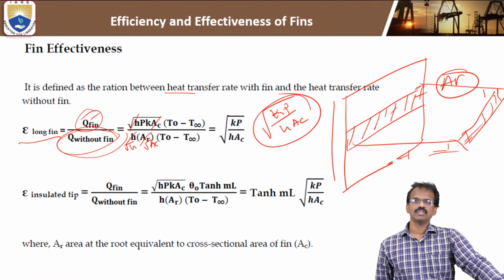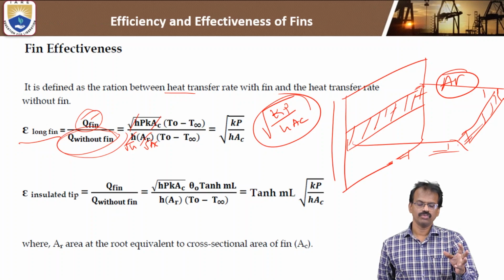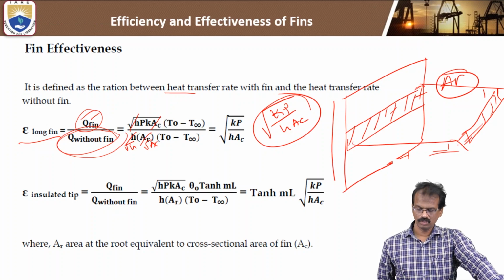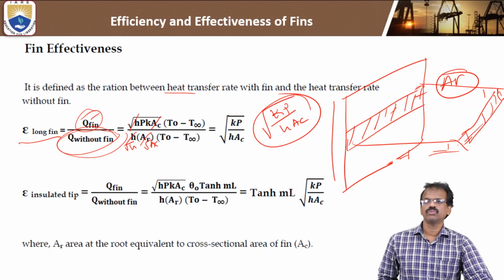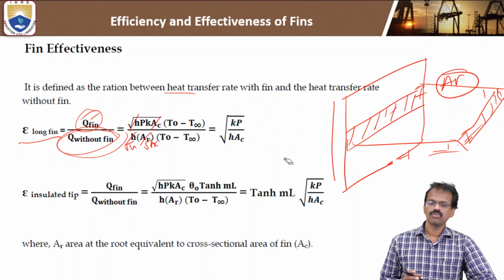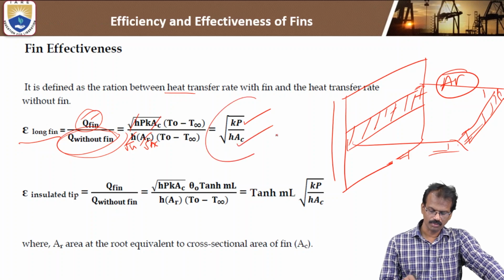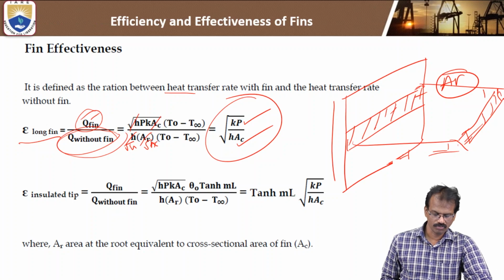It means you have to understand this. The area in efficiency is a different area. The area in effectiveness, both the areas are similar: the end area is equal to the area attached to the base surface. So we can cancel those areas. Then the final formula for the effectiveness is equal to under root of kP by hA_C. You have to remember this one. For finding any effectiveness of fin, we can use this formula.